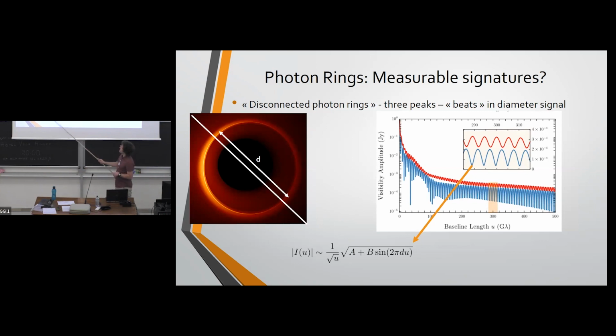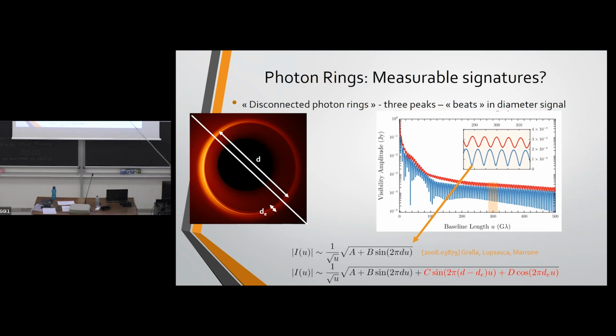If you just have the normal photon ring, then the diameter of your photon ring appears in this wiggling of the visibility amplitude. In particular, the visibility amplitude goes as some square root where there's a sine in there that encodes the diameter. If you now include this ring echo, which is even too faint to see, then there are three peaks, so the Fourier transform of this is not going to be a simple sine.